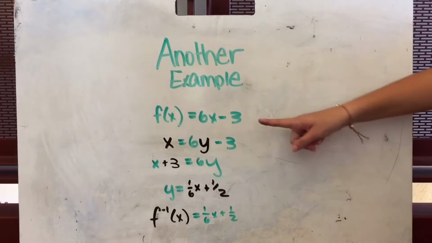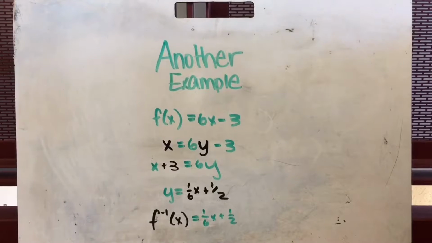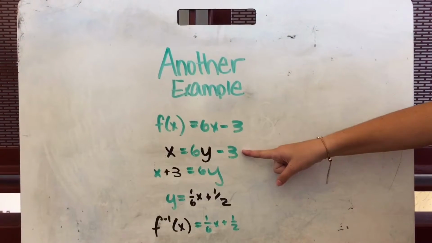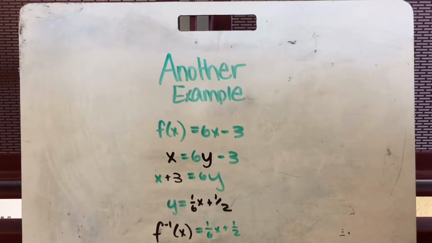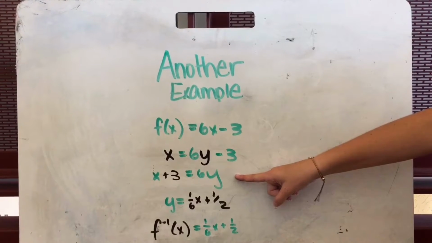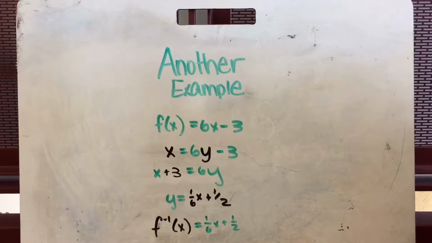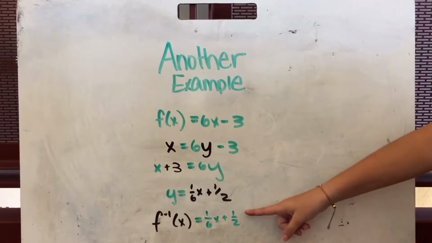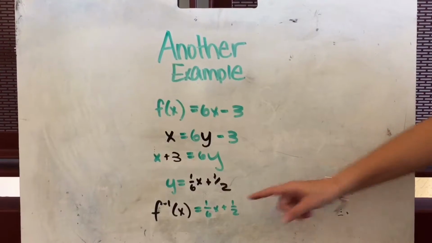Here is another example. Here you have f of x equals 6x minus 3. In order to solve for the inverse, you have to switch x and y. You will get x equals 6y minus 3. Then you will isolate the y, or solve for it. Add 3 to each side. Here you will have x plus 3 equals 6y. Then you will divide each side by 6. The inverse of f of x equals 6x minus 3 is y equals 1/6 x plus 1/2.